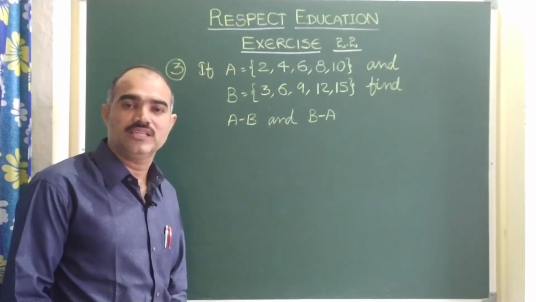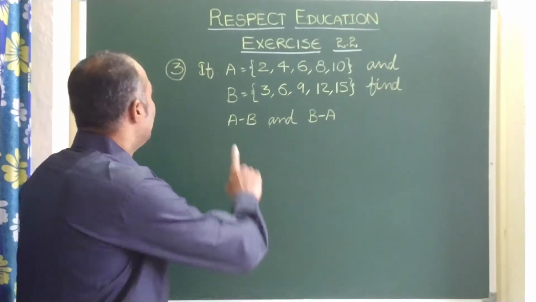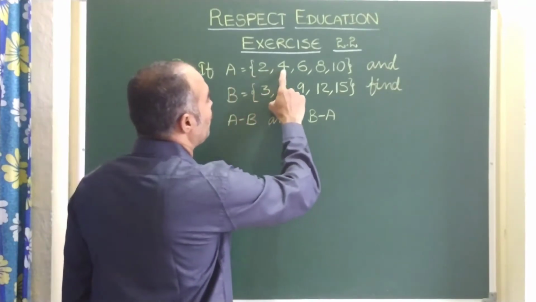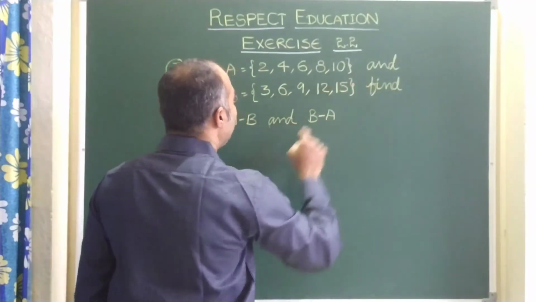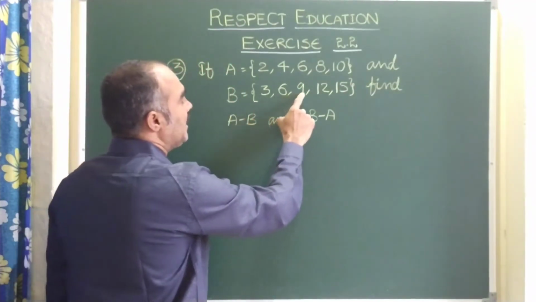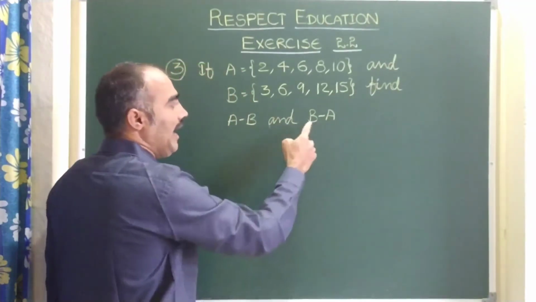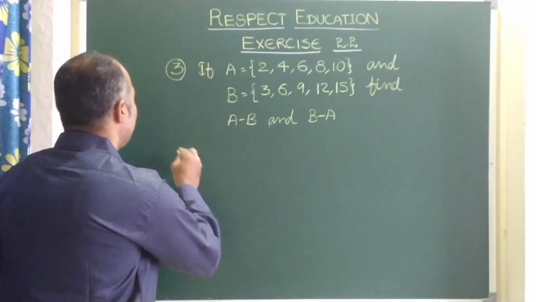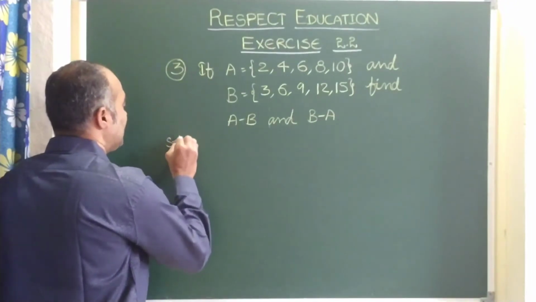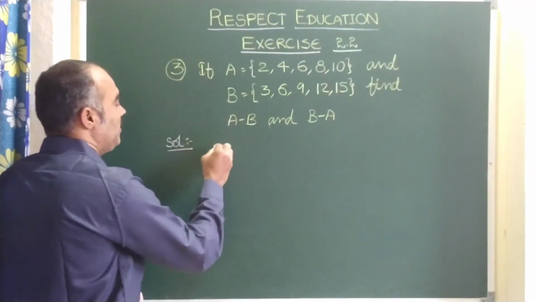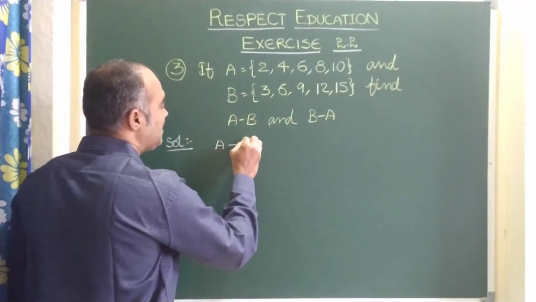Now let us see the next question, that is question number 3. If A equals {2, 4, 6, 8, 10} and B equals {3, 6, 9, 12, 15}, find A minus B and B minus A. Let us see here, children, how to solve this problem. First one is A minus B.